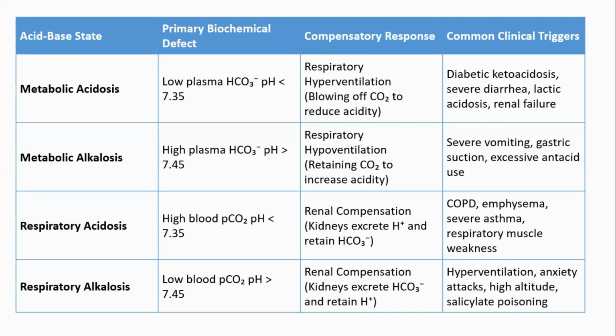Next comes respiratory acidosis. Here the lungs fail to remove carbon dioxide. Carbon dioxide builds up, making the blood acidic. Conditions like COPD, asthma, and respiratory paralysis are important examples. Remember this simple line: poor ventilation means more carbon dioxide.